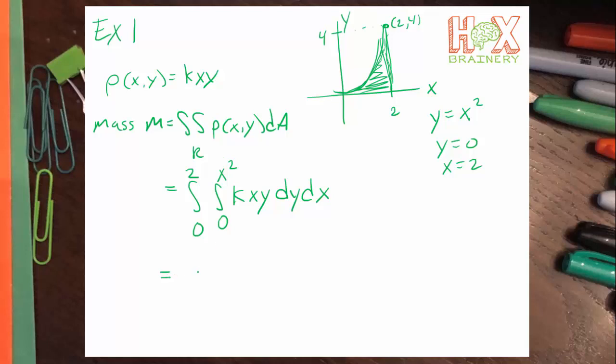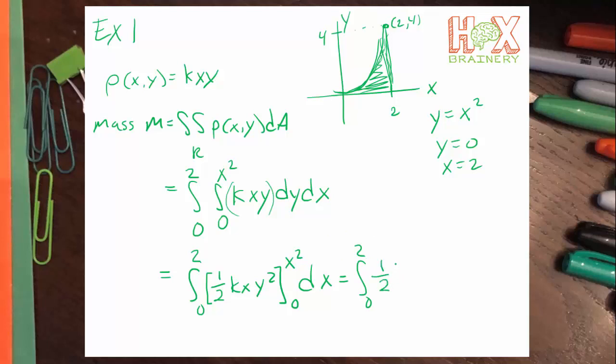Then once I have that, I can go ahead and actually integrate. All right, so I'm going to integrate this here with respect to y, so I get 1/2 k x y squared, and we're going from 0 to x squared dx. All right, I go ahead and plug in the upper limit x squared for the y, and then you would subtract plug in 0 for the y, which is just going to give you 0. So you're left with this, which we're going to simplify on the next slide.